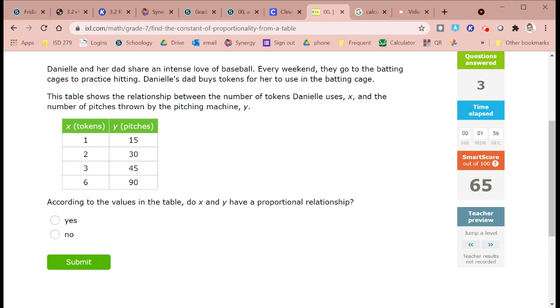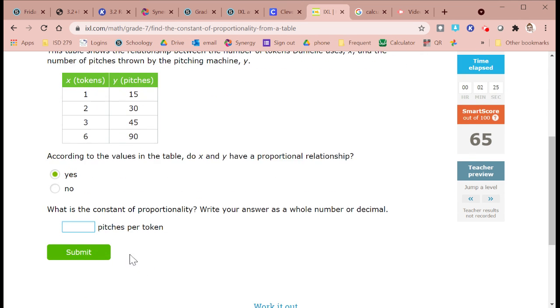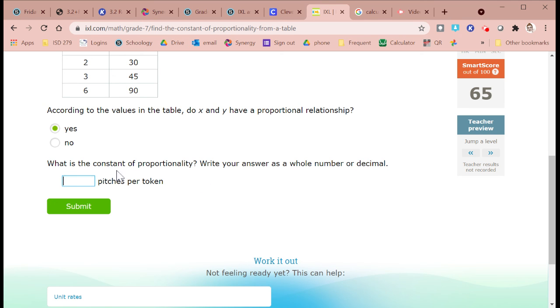So 15 divided by 1 is 15. 30 divided by 2 is 15. And then we have 45 divided by 3, that also equals 15. And 90 divided by 6 is also equal to 15. And remember, you might want to pull up a calculator for that. I happen to know those numbers. So if the answer is the same for all of these, whatever the division was, then you could say yes. If it was different than that, then you would say no. And now they ask me, since I said yes, what is the constant of proportionality? Well, I know it's 15 because I did those divisions for each one of them.